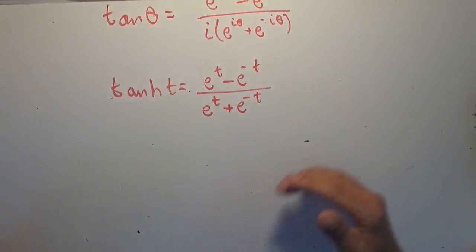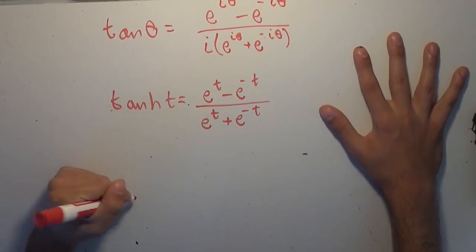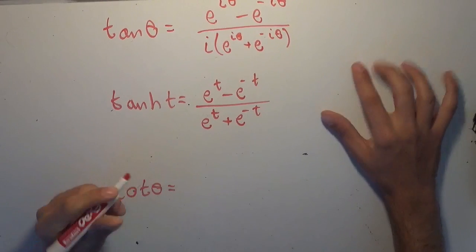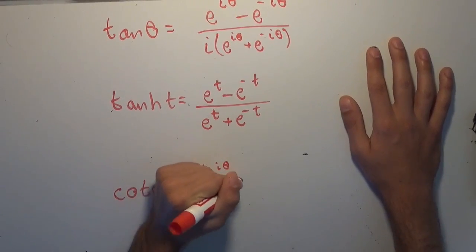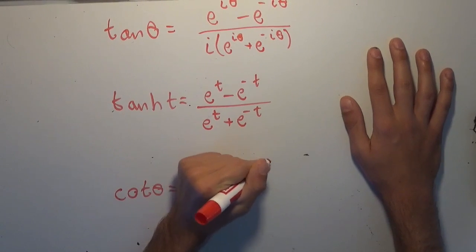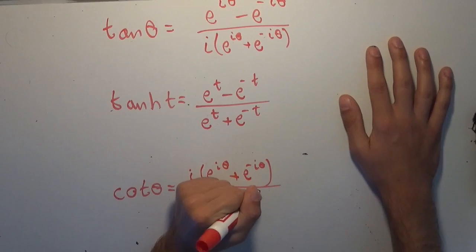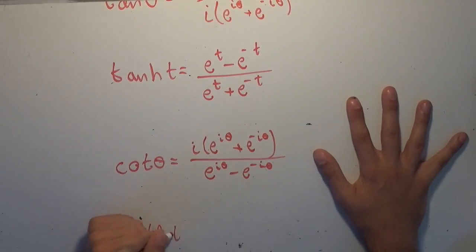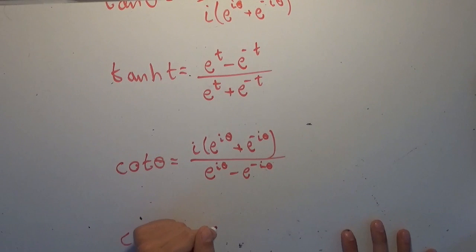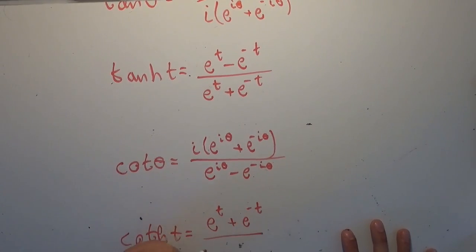Right? And of course, the next two functions, the cotangent and hyperbolic cotangent, are simply going to be the reciprocals of these things. So the cotangent of theta is equal to i times e to the i theta plus e to the minus i theta over e to the i theta minus e to the minus i theta. And the hyperbolic cotangent of t is just this without any i's. So it's e to the t plus e to the minus t over e to the t minus e to the minus t.